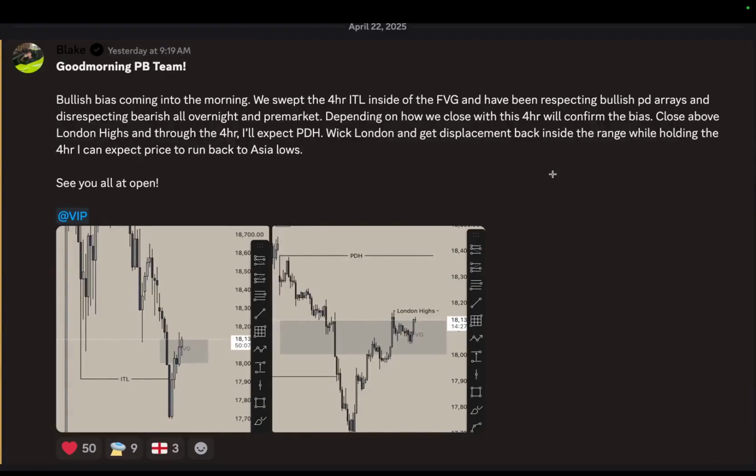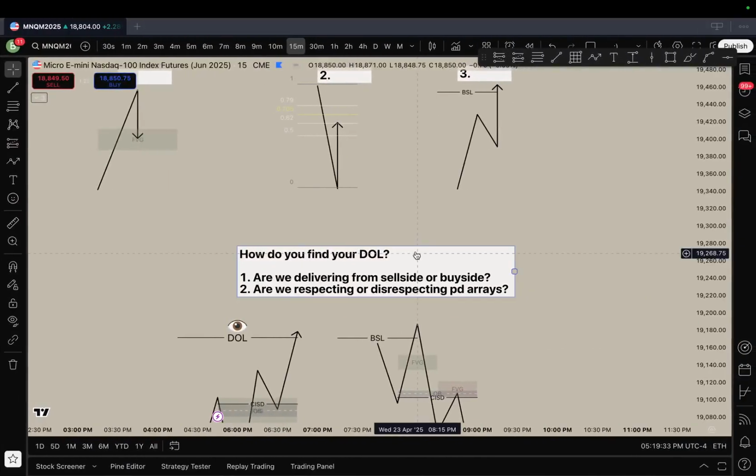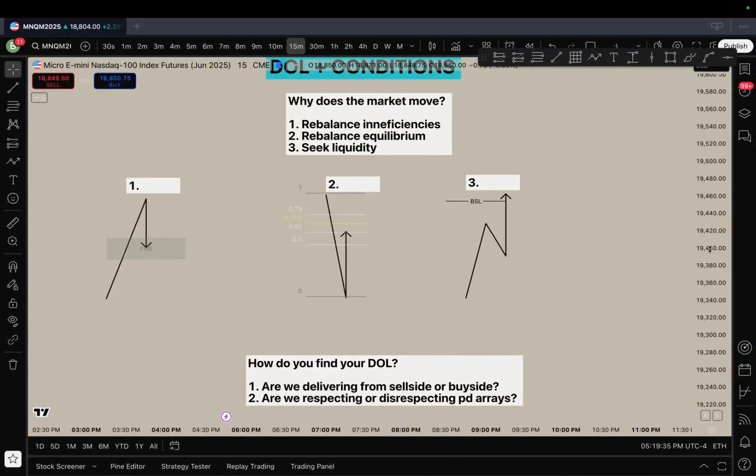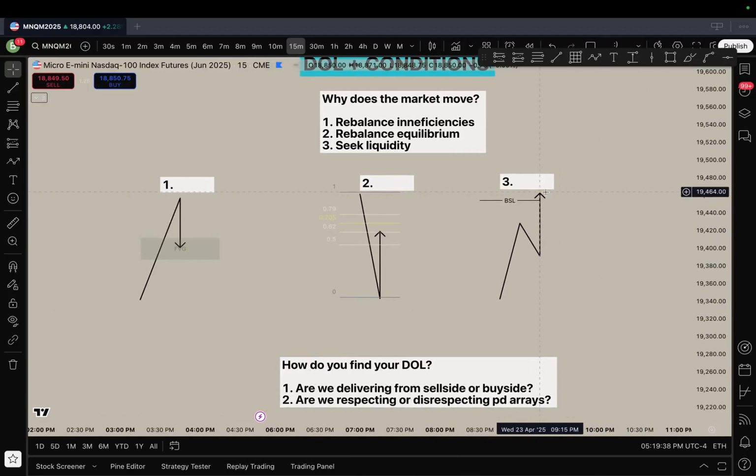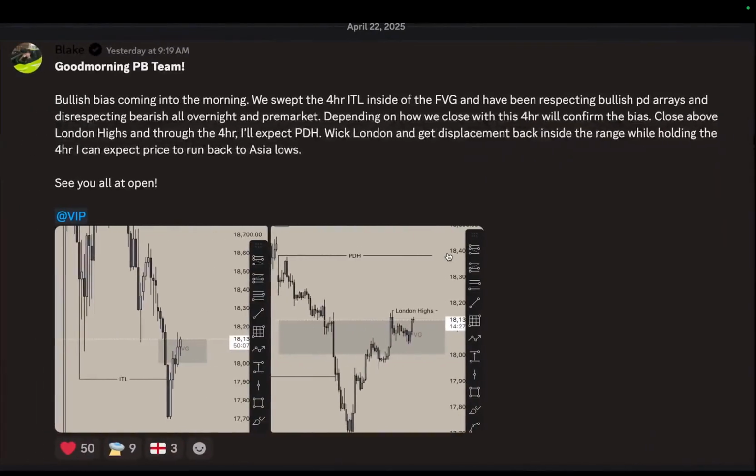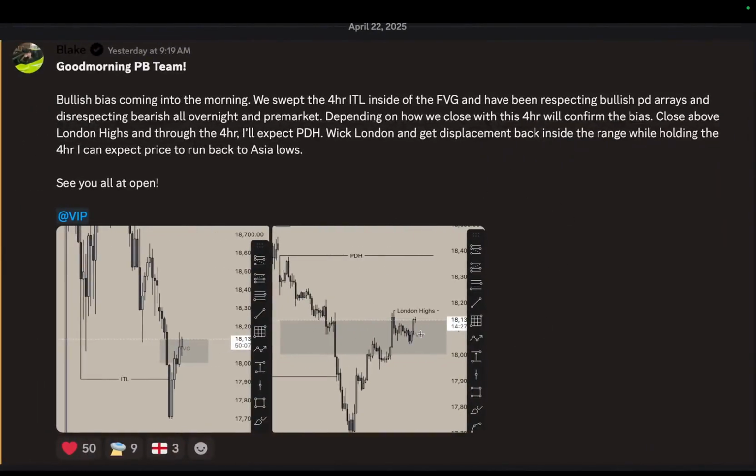So very simple, guys. This is not something you should be overthinking necessarily, daily bias, but you need to be asking yourself these questions. Are we respecting bullish PD arrays? Are we delivering from sell side or buy side? And why is the market moving? There's always 3 steps really that I'm going for when I'm getting my daily bias. And then obviously when I'm going into my daily bias, then I'd like to see the lower time frame do the same thing, right? So this is just my daily bias, and this is just my draw on liquidity, right?